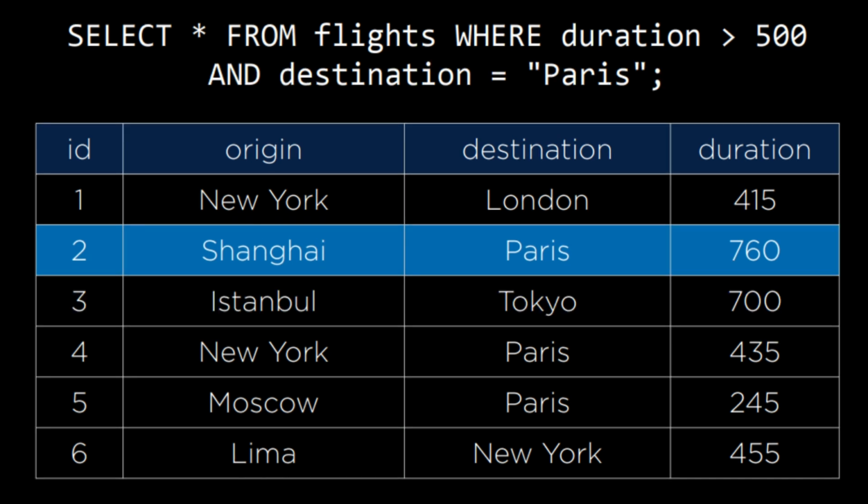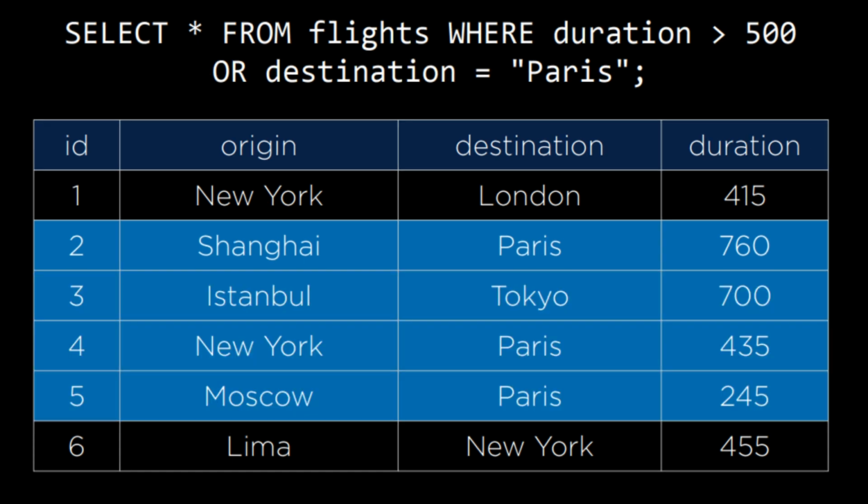Okay, so we can use another command like this: select star from flights where duration is greater than 500 and, for example, both conditions will be true, where duration is greater than 500 and destination is equal to Paris. So we get Paris. And we can use or, like select star from flights where duration is greater than 500 or destination is equal to Paris. So we get the values like this.